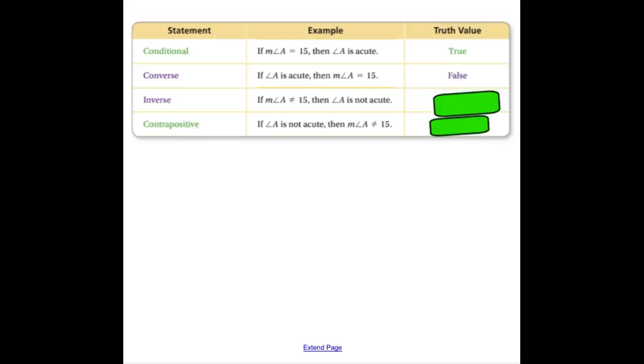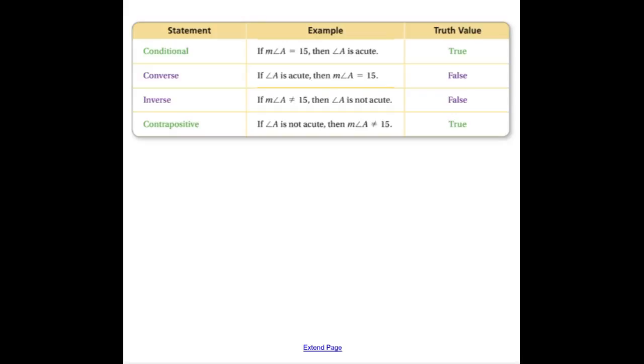The next one says if the measure of angle A is not 15, then angle A is not acute. Well, if the measure of angle A is 27, that's not 15, but that is still acute. That is a false statement. The contrapositive then says if angle A is not acute, then the measure of angle A is not 15. Well, that is a true statement.